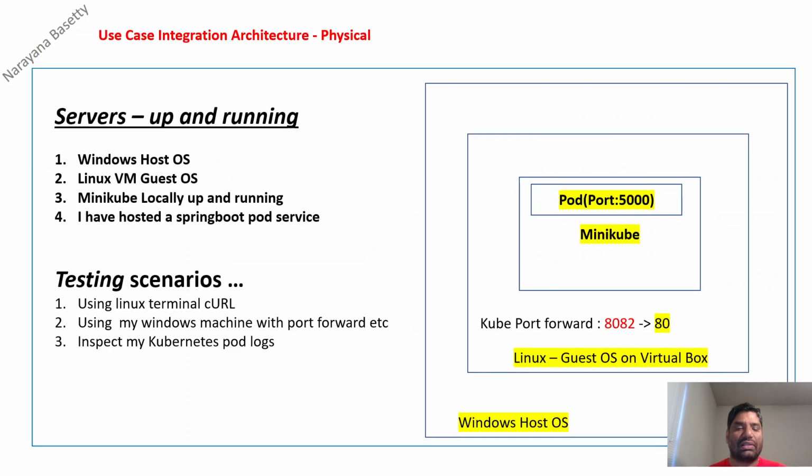So this is the realistic setup. Here, the architecture running in my local machine is: I have a Windows operating system, I have a Linux operating system, and underneath the Linux operating system there is something called Minikube, which is the host running, and there is a service which is exposing port 5000. Okay, so we are going to test that.